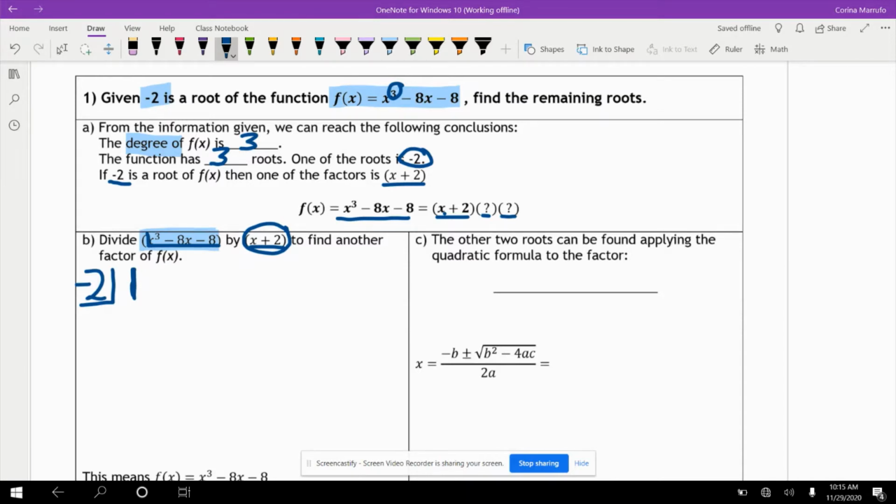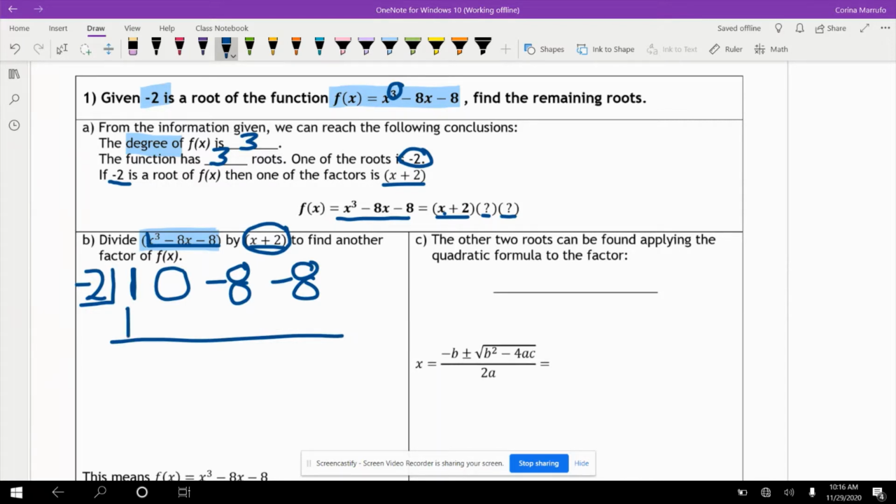We don't have an x to the second power, and it's okay, but we just need to fill that in with a 0. Okay, so we don't have an x to the second power, we're going to fill that in with a 0. And then we have negative 8 as our next one, and then negative 8 again. And we're going to use synthetic division.